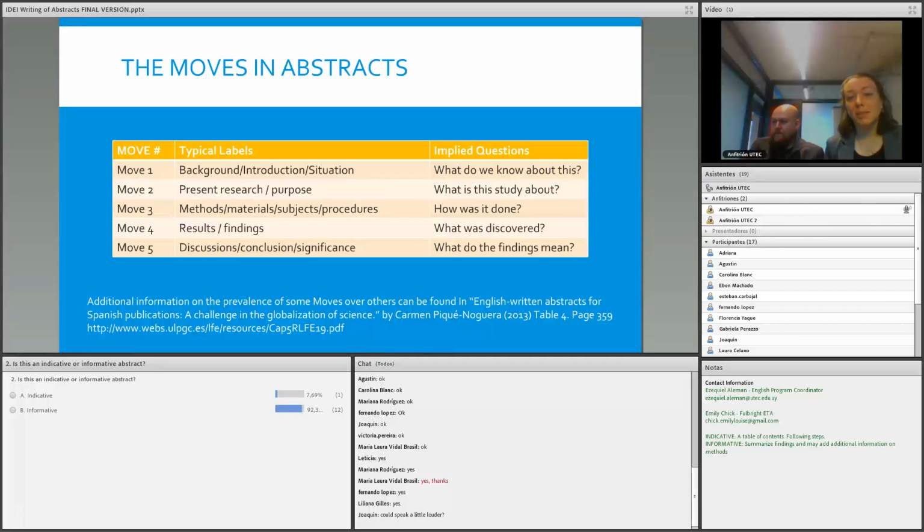And due to word limits or specific characteristics of the paper, some of these moves may not be present. In fields like medicine, you'll usually see all of these, but in other fields, maybe from the social sciences, there's a tendency not to discuss move 3 or a few of the other moves as well. And for more information on how often you see these, go to the website that's on the bottom there, and it has some statistics in table 4.